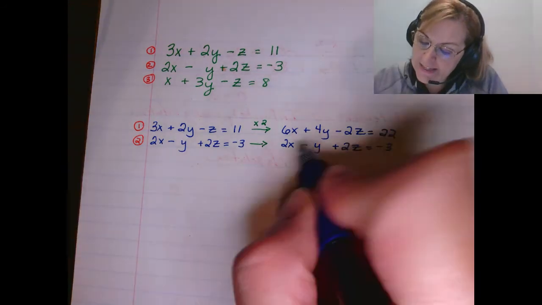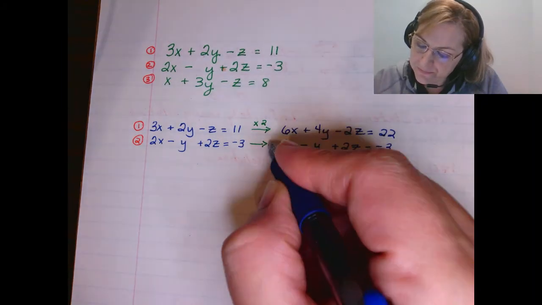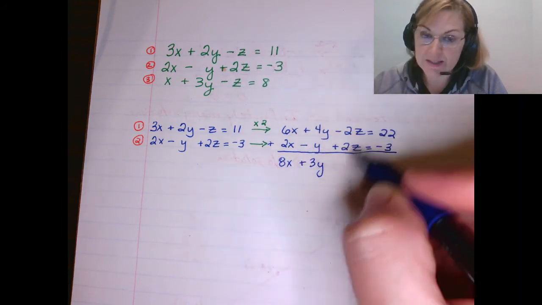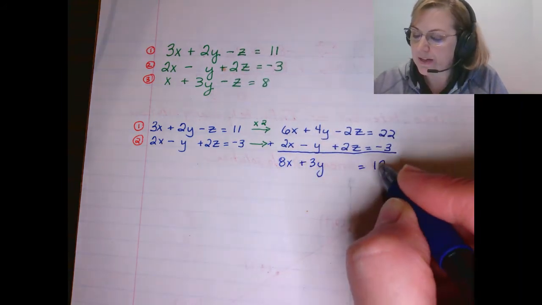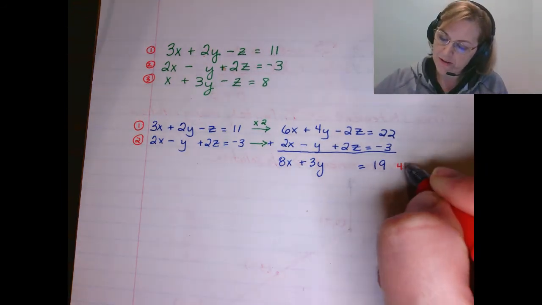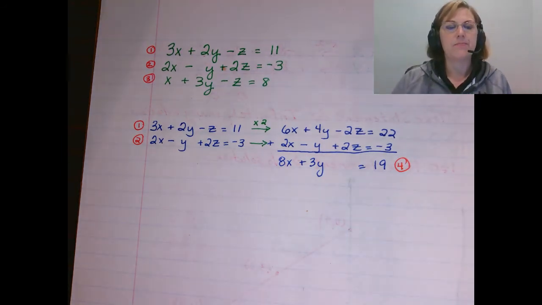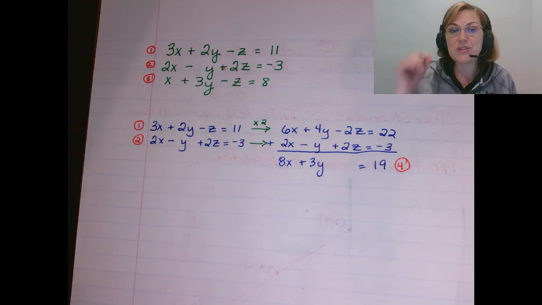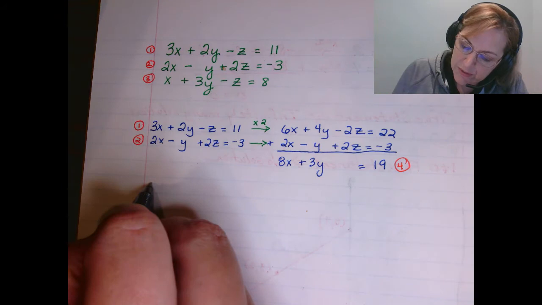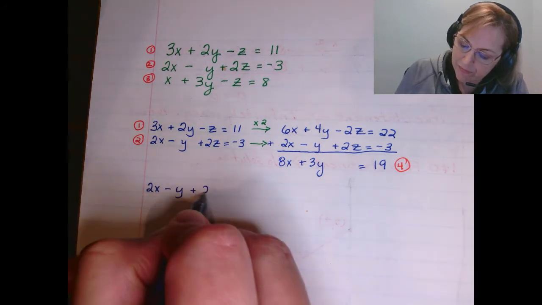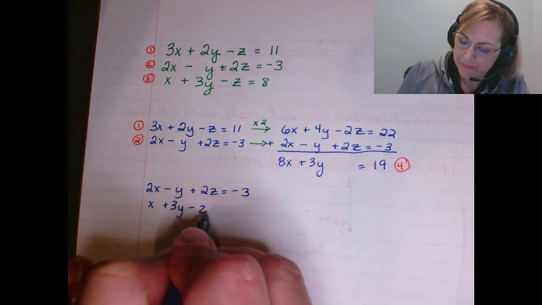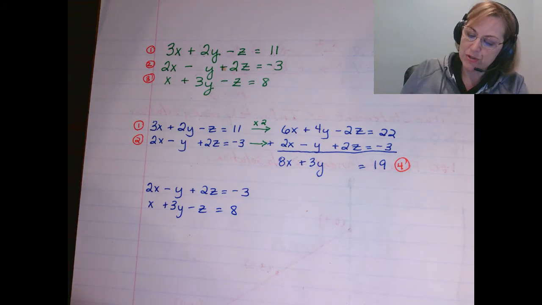Okay, and then I'm going to add these two equations together. It gives me 8x plus 3y. Notice the z's are going away, equals 19. We're going to call this equation 4. All right, now we're going to do the same thing, eliminating variable z from equations 2 and 3. So we're going to use equation 2 and equation 3. I'm going to be sure and label them.